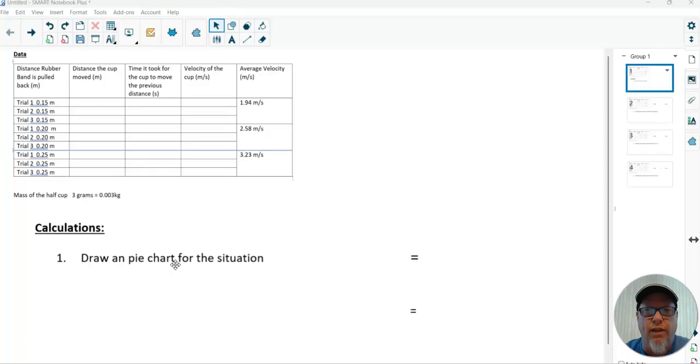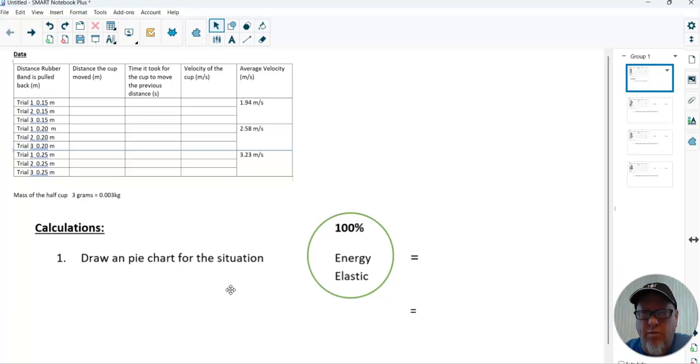So if we started one level above that, which would be the schema and trying to define the system, we would define the system by saying rubber band, cup, table. Once you do that, we could then do the pie chart for the situation. When you stretch the rubber band on your finger, you gave that rubber band 100% elastic energy. And then we shot the rubber band into the cup, which made the cup move. So the elastic energy transferred 100% into kinetic energy.